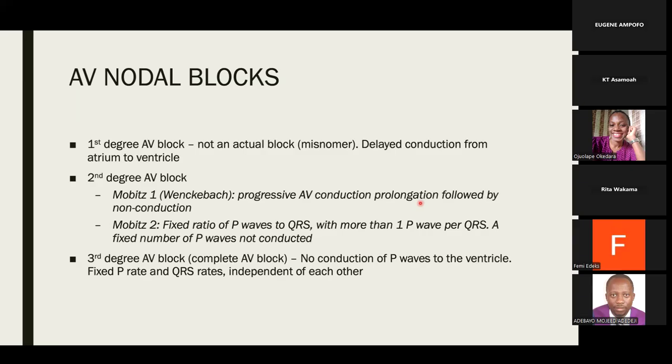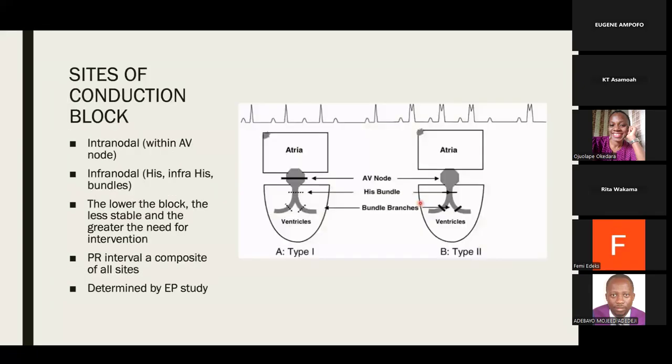Third degree AV block means that the AV node is not conducting anything from the supraventricular conduction system. So the atria are beating at their own rate, the ventricles are beating at their own rate. And so this is what defines a third degree AV block.